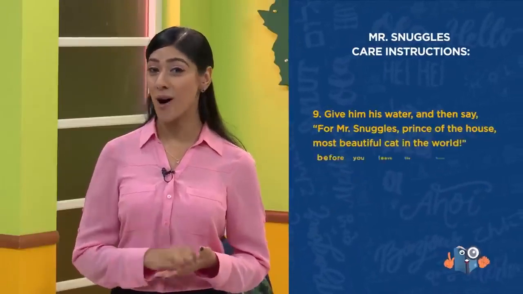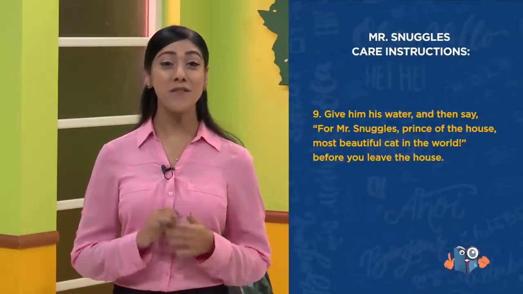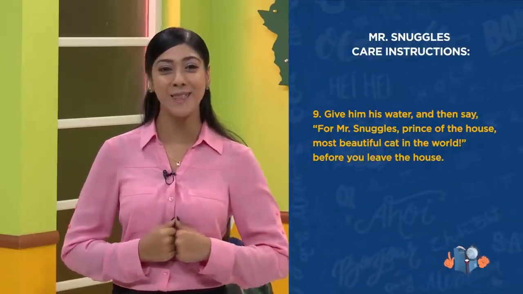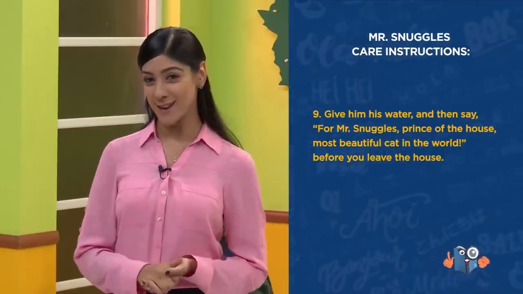Give him his water. Then say, "For Mr. Snuggles, Prince of the house, most beautiful cat in the world," before you leave the house.